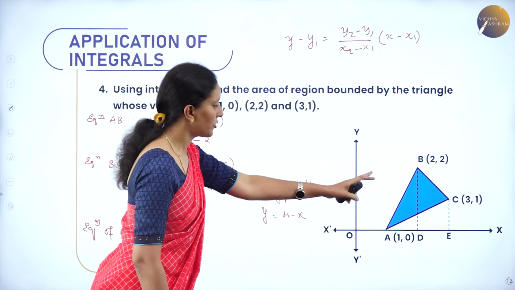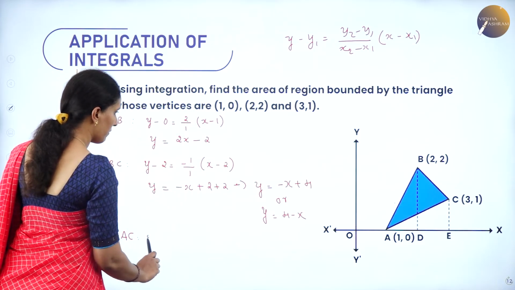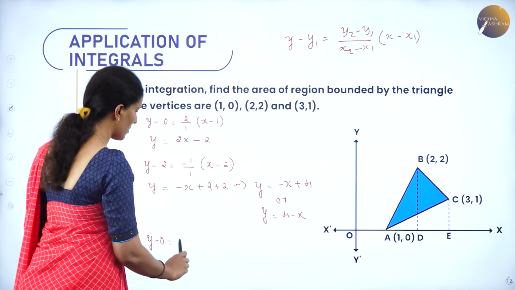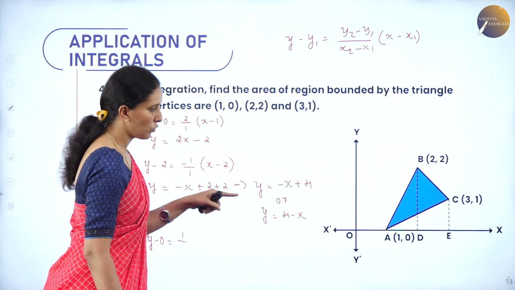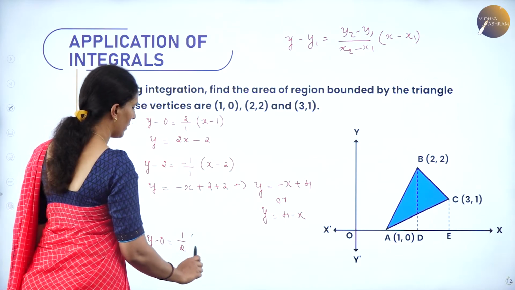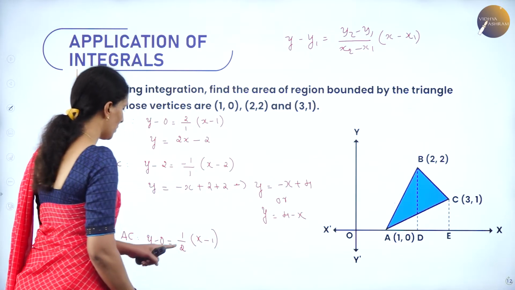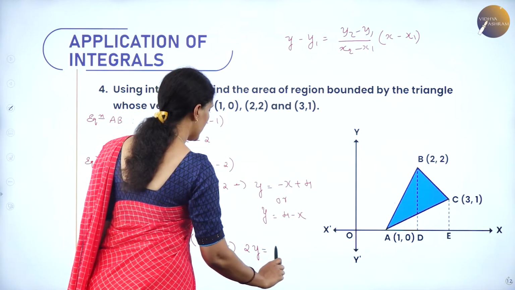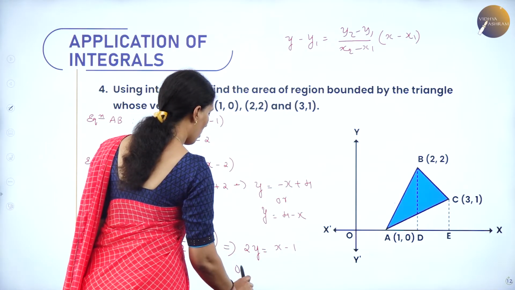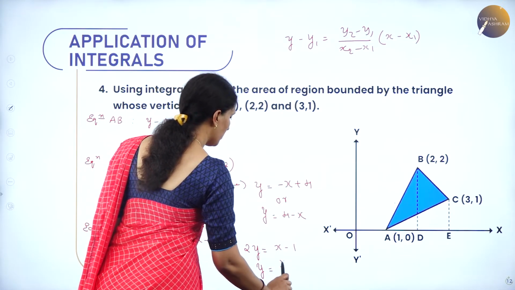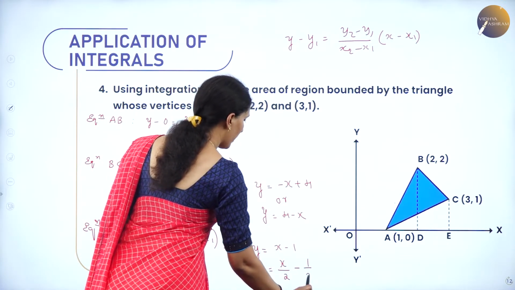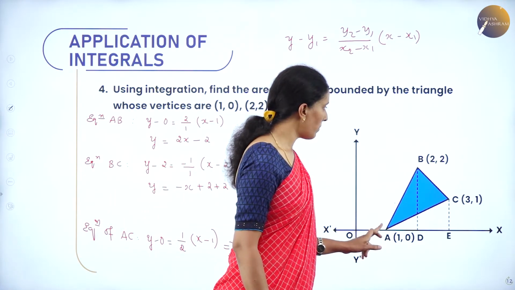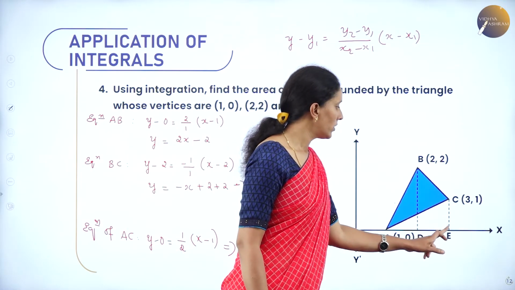Now let's see the equation of AC. So if you take the equation of AC, that is y minus 0 is equal to y2 minus y1 is 1 and x2 minus x1 is 2, divided by x minus 1. So from this you can get 2y is equal to x minus 1, or you can take y is equal to x by 2 minus 1 by 2. Now clearly you can see the area. The first interval goes from 1 to 2, 2 to 3 here.